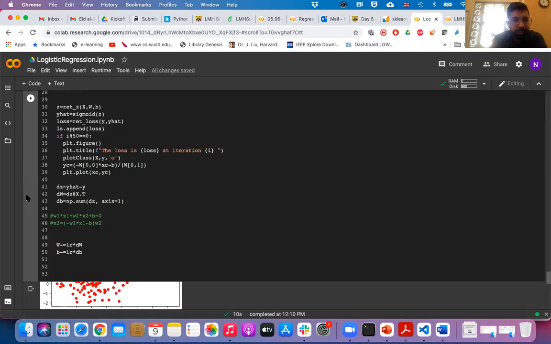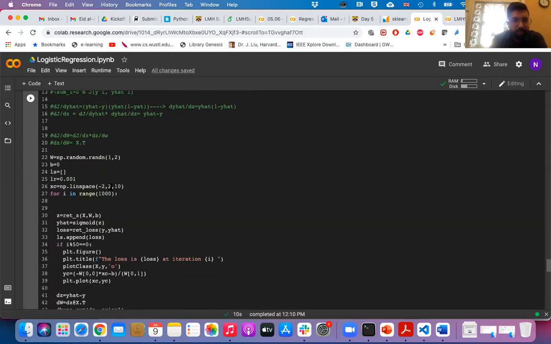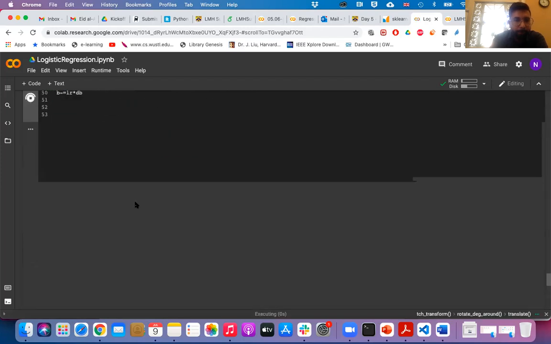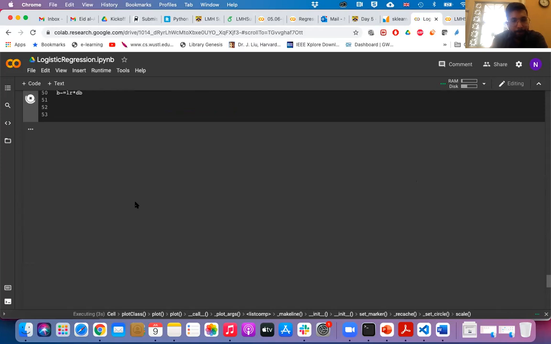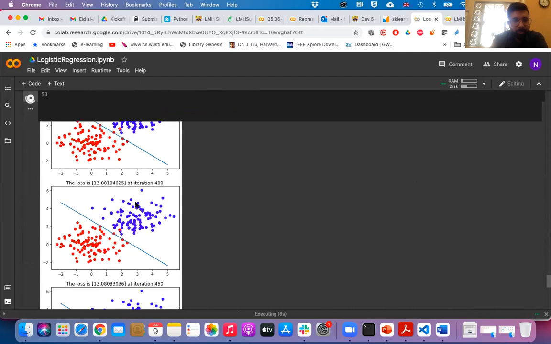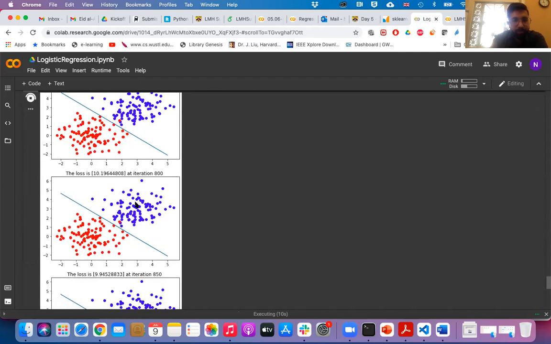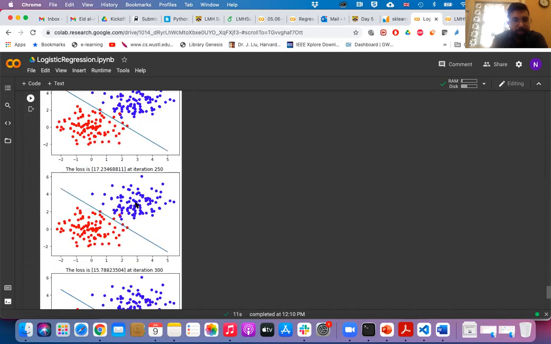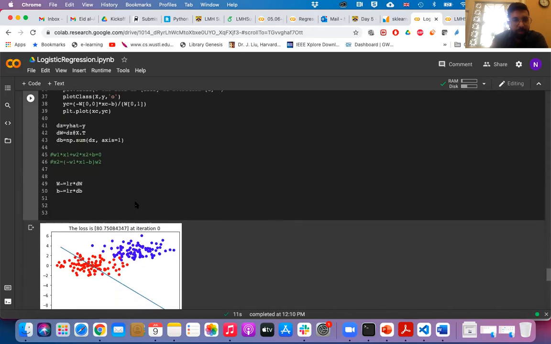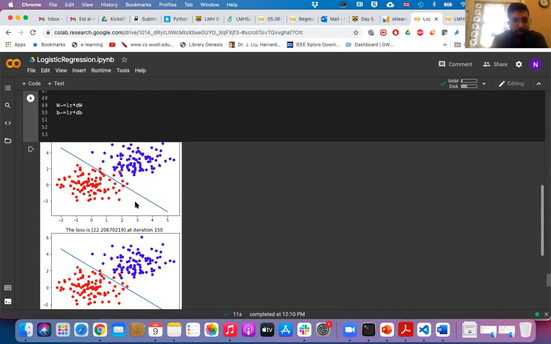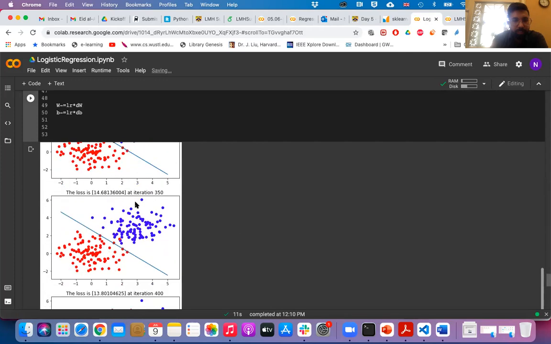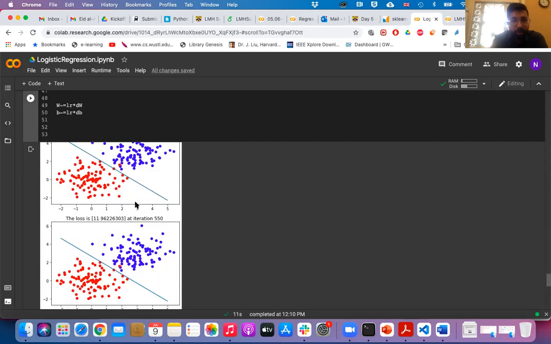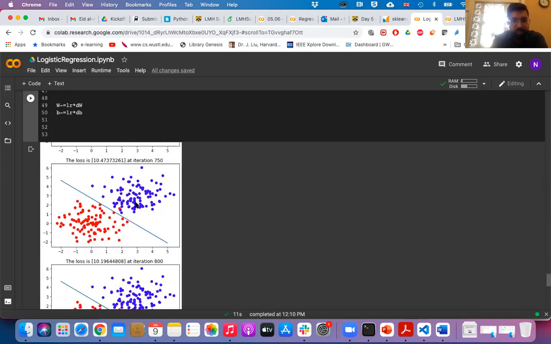Probably we can make the figure a little better by doing this. Oh, that's much better. So let's look at it from here. To start with, the decision boundary is this, and then it slowly starts improving. You can see that it's capturing the data almost perfectly, and that's how it looks.